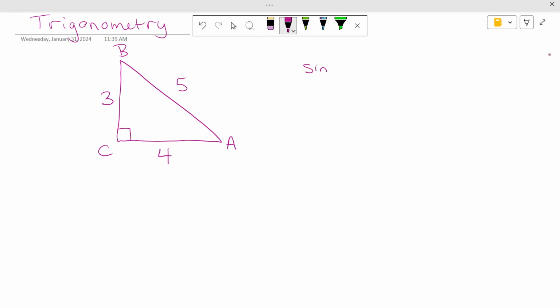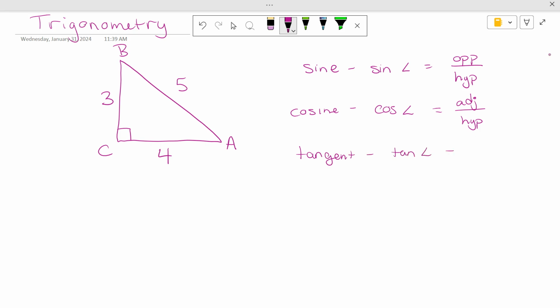We have sine, which is abbreviated SIN, and the sine of an angle equals the opposite side from that angle over the hypotenuse of the triangle. Okay, sine is opposite over hypotenuse. Cosine is abbreviated cos. The cosine of the angle equals the adjacent side to that angle over the hypotenuse. And the third one that we'll talk about today is tangent, abbreviated tan of the angle. That equals the opposite side over the adjacent side.